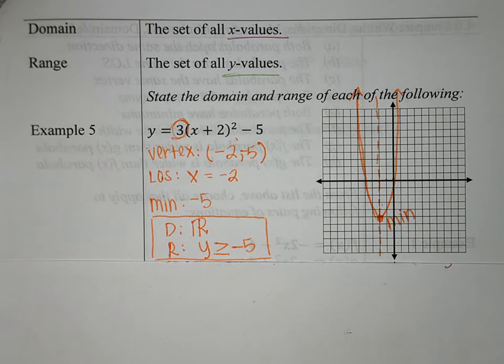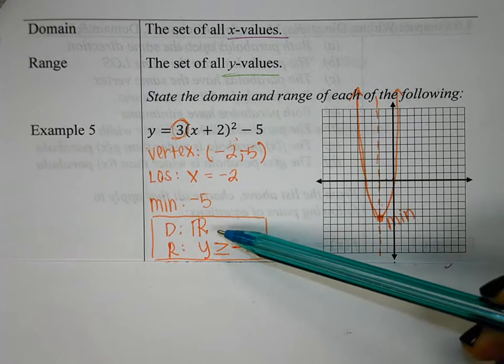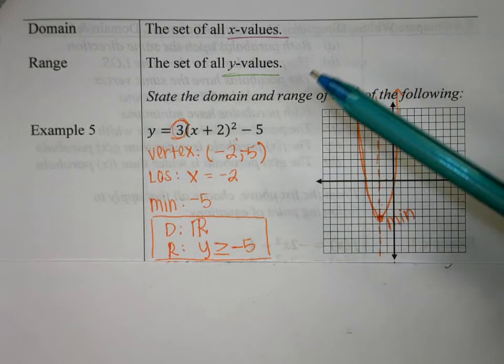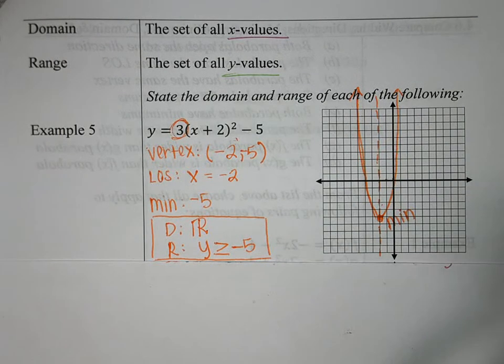For the types of parabolas that we're going to be working with right now, domain will always be all real numbers because we can plug in any x value we want. We will get to a point where domain is not all real numbers, but for right now, parabolas that open up and down are always all reals for the domain.